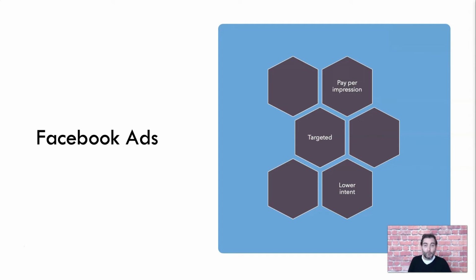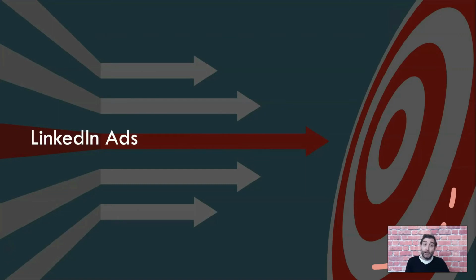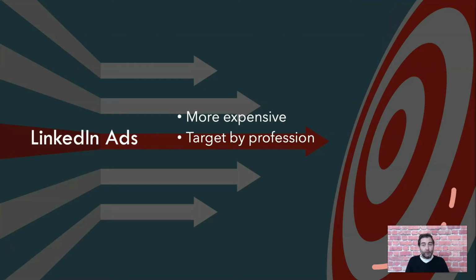And then finally, we've got LinkedIn ads, which work in a very similar way to Facebook ads. They are, however, more expensive generally than Facebook ads. It costs more to advertise on LinkedIn than it does on Facebook, although some people argue that's because the quality of the traffic is better and you get what you pay for. The big difference with LinkedIn is you can target people by profession, by what kind of job they've got, or by what company they work for, what size company they work for, that kind of stuff.